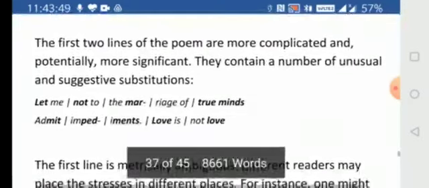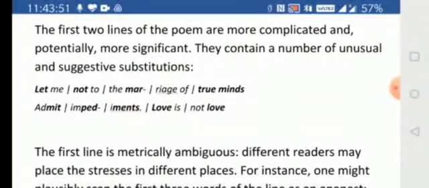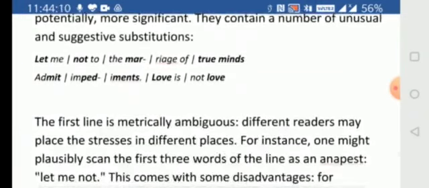The first two lines of the poem are more complicated and potentially more significant. They contain a number of unusual and suggestive substitutions. Let me not to the marriage of true minds admit impediments, love is not love, etc. The first line is metrically ambiguous.